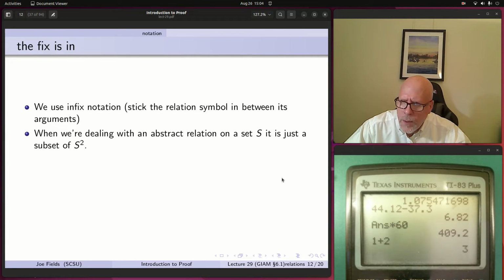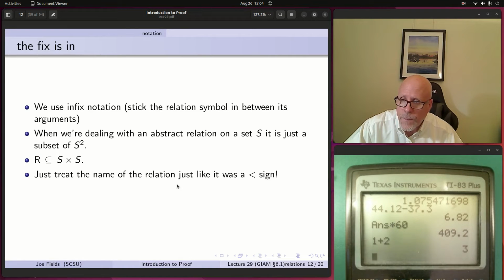If you've got an abstract relation on a set S, it is literally just a subset of S to the second power. So what I've written right there is that a relation symbol R is a subset of S cross S. So how do you deal with the notation when you don't have a real relation, but rather some arbitrary relation? Just use the relation's name the same way you would if it was a less than sign or an equal sign. Stick it in between things.